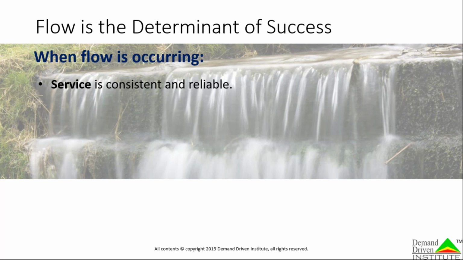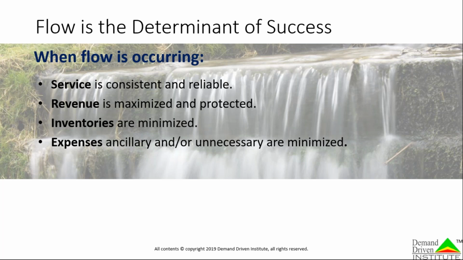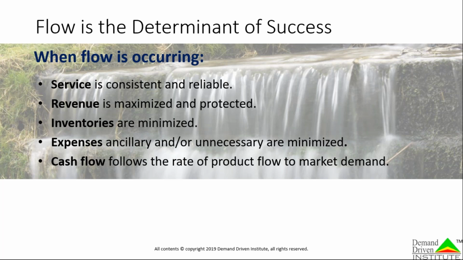When flow is occurring, we know that service is consistent, reliable. We know that revenue tends to be maximized and protected when service is consistent, reliable. We also know that inventories are minimized when flow is occurring. And we also know that all those additional expenses, things for overtime and premium freight and everything like that, additional freight, those expenses are minimized when things are flowing well. Those expenses go through the roof when things are not flowing well.